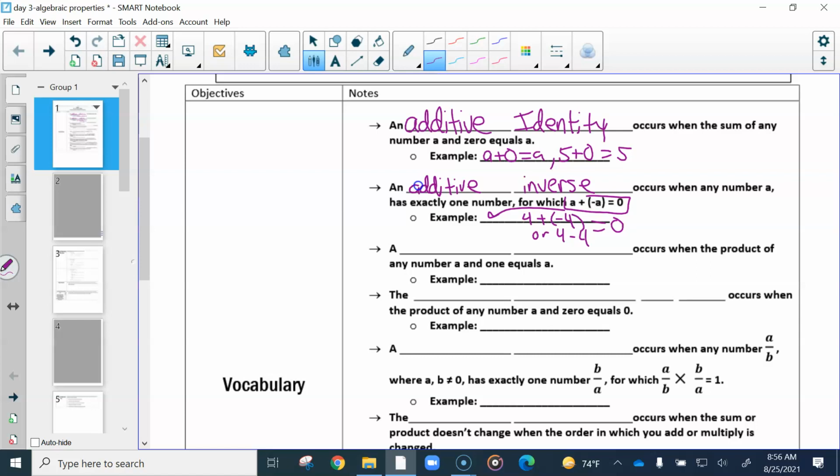This is 4 plus -4, or 4 minus 4, equals 0.